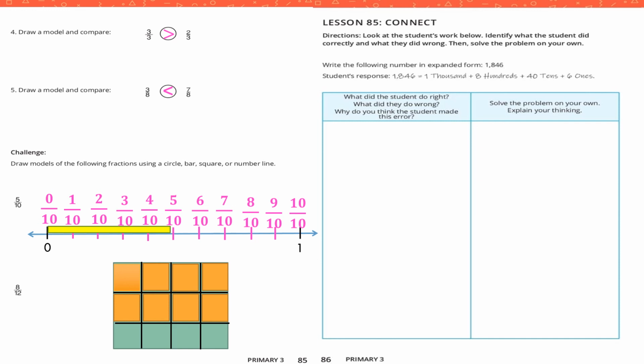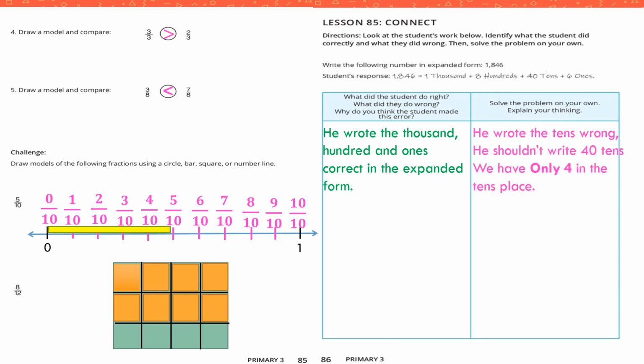The next page, lesson 85, the connect part. Okay, here we have a table and example. Write the following number in expanded form. The student response: 1846 is 1000 plus 800 plus 40 tens plus 6 ones. About what did the student do right in the first column? He wrote the thousands, hundreds, and ones correct in the expanded form. But the mistake, he wrote the tens wrong. He shouldn't write 40 tens. We have only 4 in the tens place.